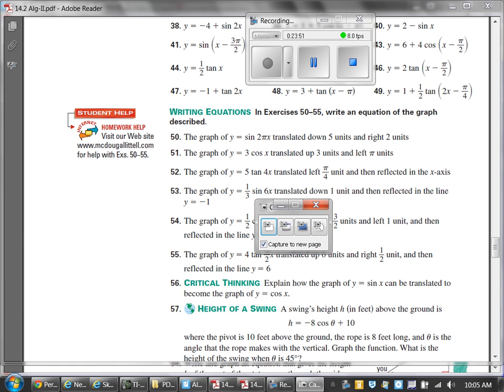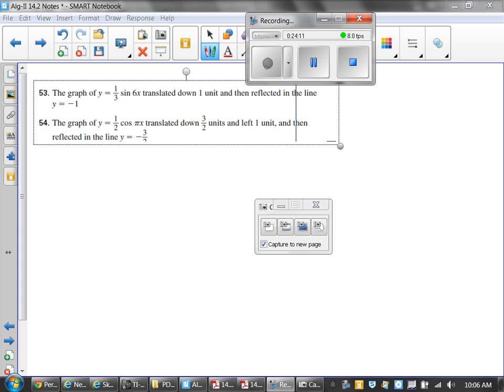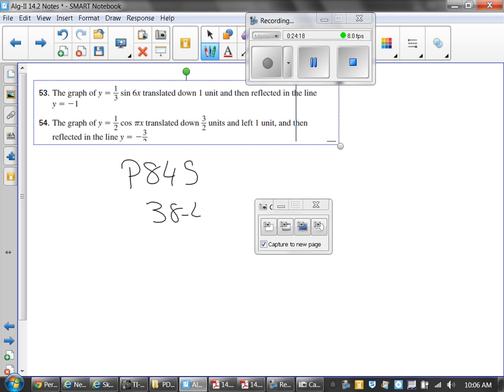Again, 38 to 43, 50, 51, 53, and 54. Again, page 845. Okay? Can you write it on the board? I like to say paper, copy fire, so I just look at it on the board.